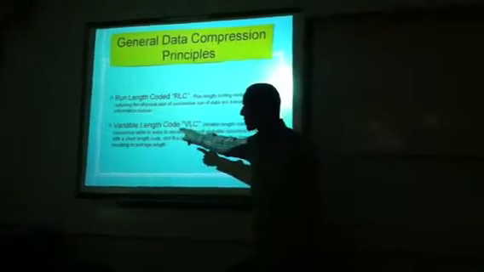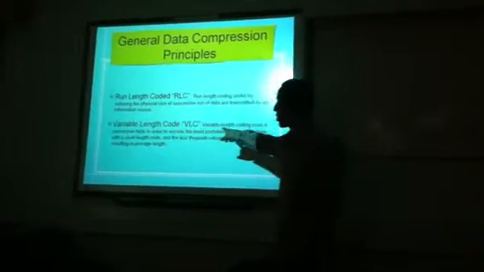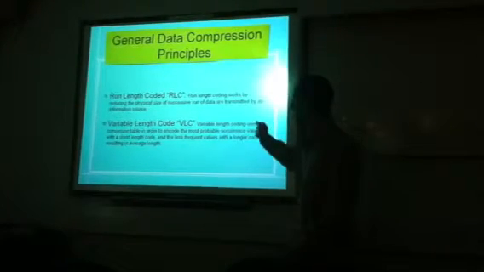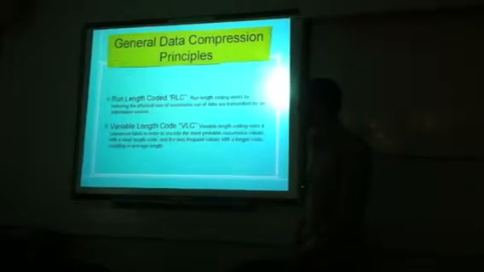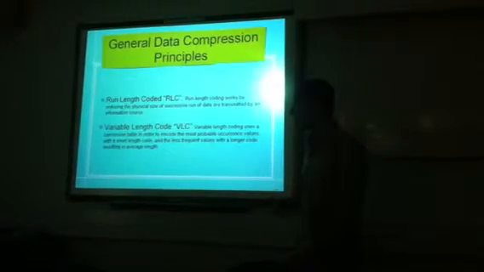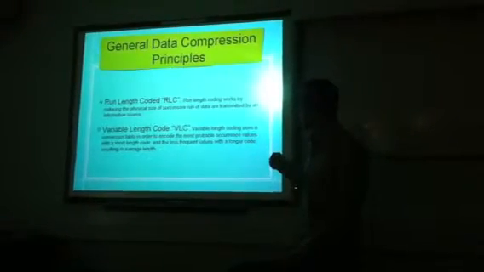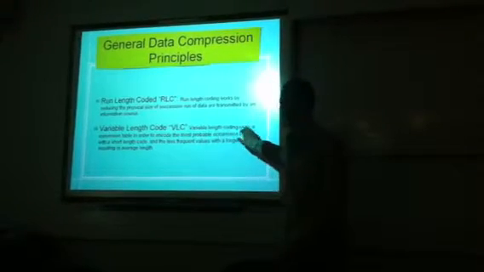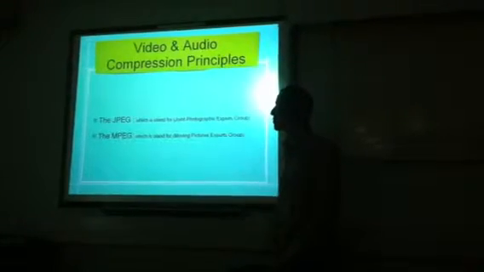The second principle is called variable length code. Variable length code uses a conversion table in order to encode the most probable occurring values with a short length code and the less frequent values with a longer code, resulting in a shorter average length.